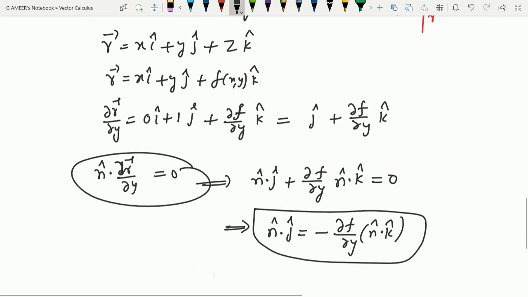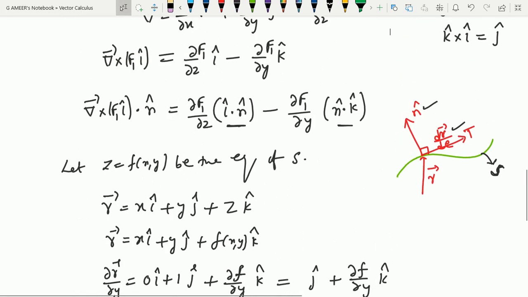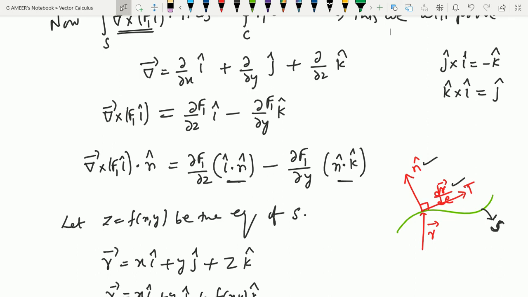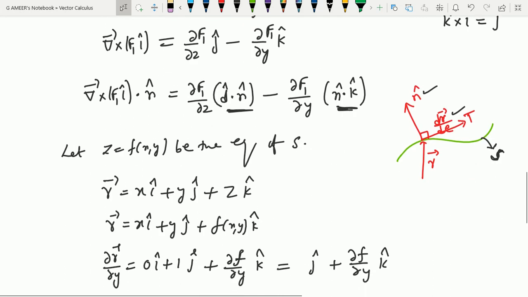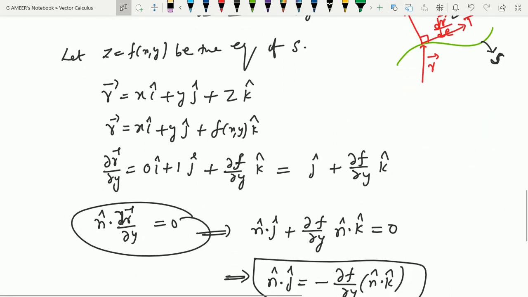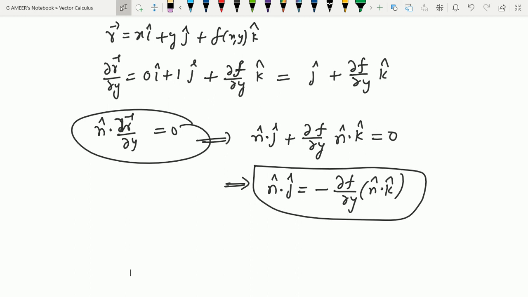If that is the scenario, then it will become simple. For n dot j, extremely sorry, the term with i will become 0, it is j that will come here. So I am writing j dot n in terms of n dot k. So j dot n in terms of n dot k. What I'll do now is substitute this in the above equation.